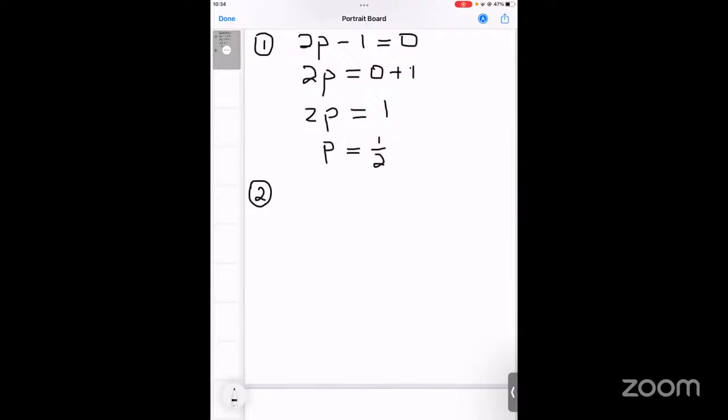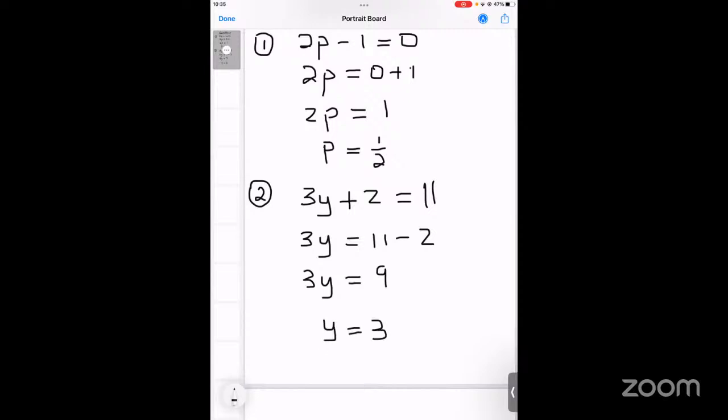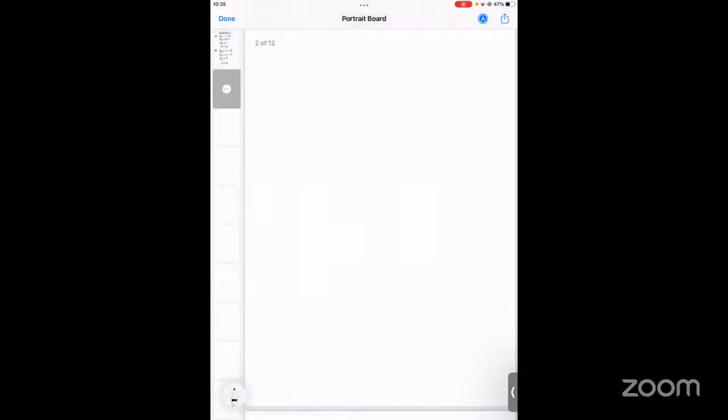Okay, the next question, it was 3y plus 2, which is equals to 11. Okay, then let's see, Manahil. What will be the next step on this one? The next step is 3y equals 11 minus 2. And then I wrote 3y equals 9. And then y equals 3. Y equals 3, 100%. 100% Manahil.